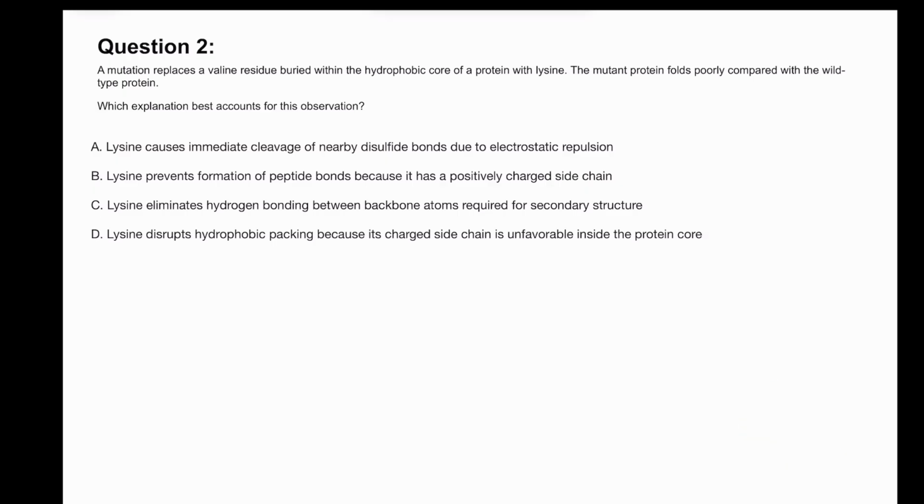So question 2 reads, a mutation replaces a valine residue buried within the hydrophobic core of a protein with lysine. So right off the bat, we're replacing a hydrophobic residue with a charged residue. And we're doing this inside the hydrophobic core of a protein. The mutant protein folds poorly compared with the wild type protein. Which explanation best accounts for this observation?